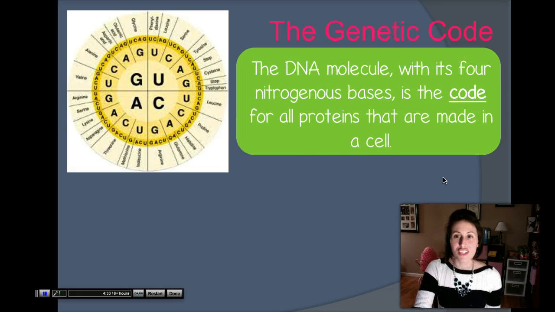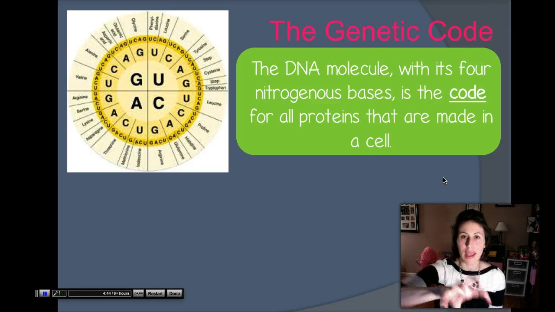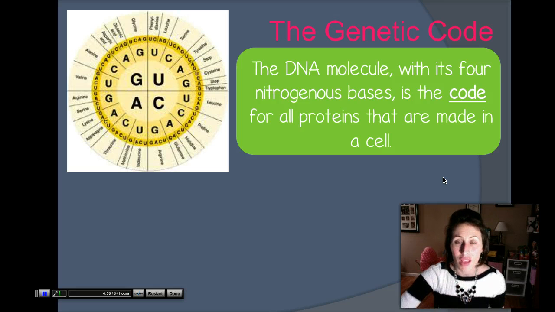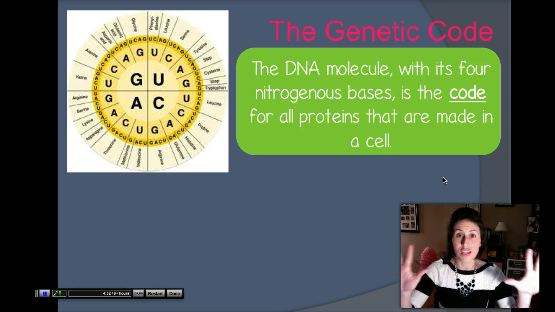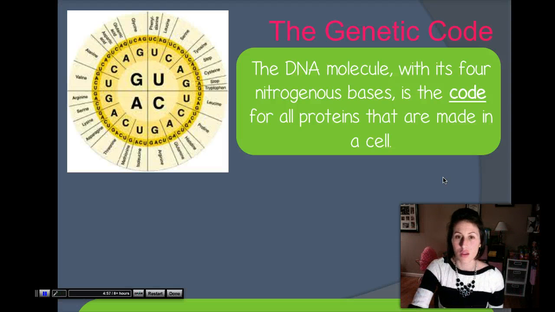Let's first talk about the genetic code. The DNA molecule has 4 nitrogenous bases. That is the code for all the proteins that are made in the cell. That is the code for every single thing that happens in your body. And you would not believe all the things that are going on in your body right this second that you don't even have to think about. It amazes me, all of the things that your cells do, and your brain doesn't even have to be cognizant of it.